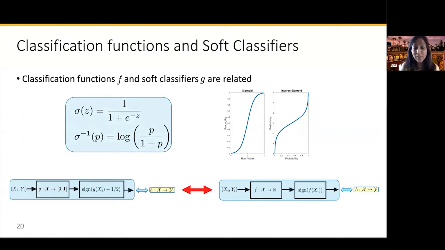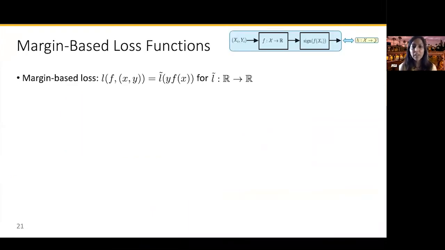Why do I bring this up? Alpha loss operates on probabilities. Therefore, it operates on the 0-1 space. By definition, you need a soft classifier. A lot of properties for classification are based on classification functions. So I'm going to go back and forth. I'm going to set up alpha loss as a soft classifier. Just use a sigmoid, put it in the classification function setting, an inverse sigmoid in this case. And then you can talk about properties, okay, particularly classification calibrator.